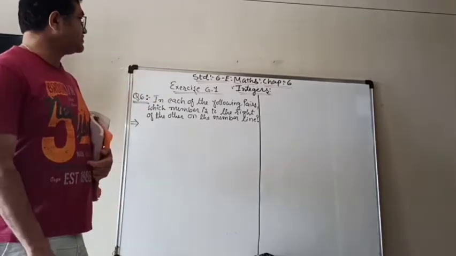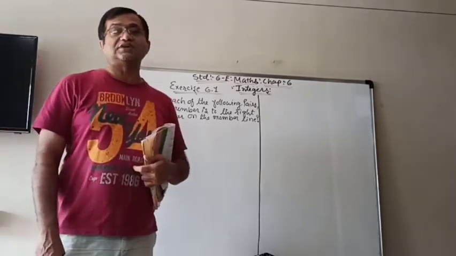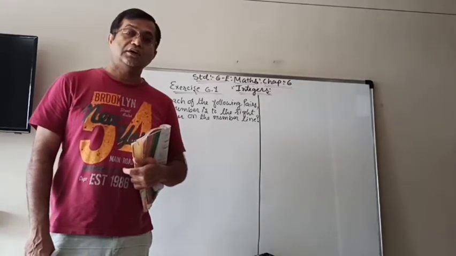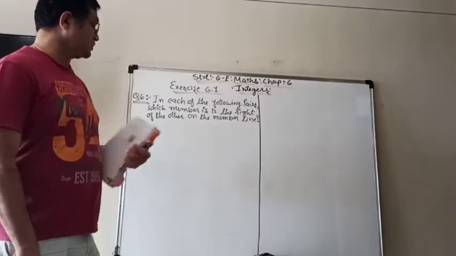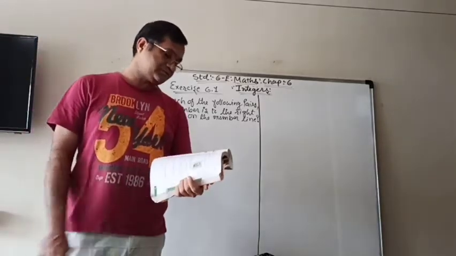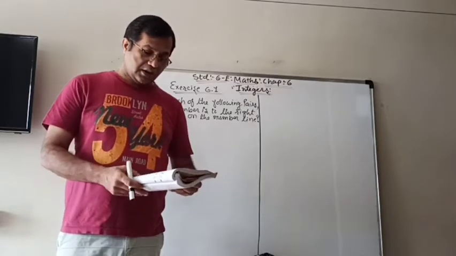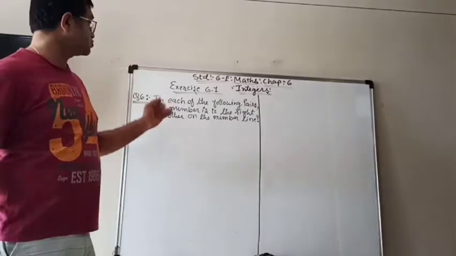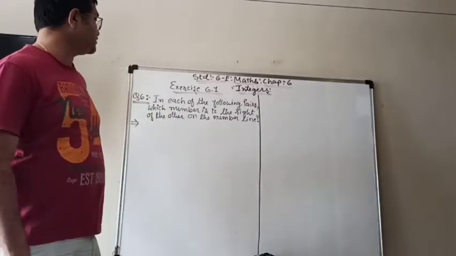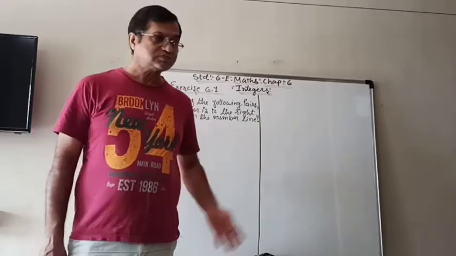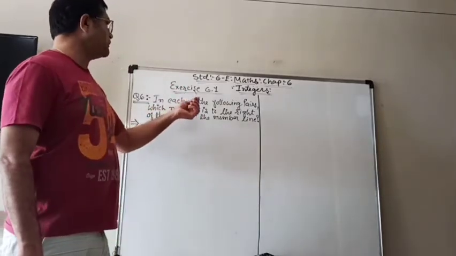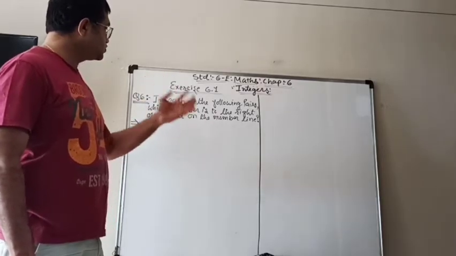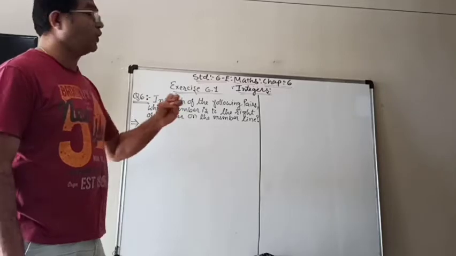In mathematics we are busy with chapter number 6, integers. In the last session we started exercise 6.1 and finished up to question number 5. So today we are going to continue with question number 6. In each of the following pairs, which number is to the right of the other on the number line?